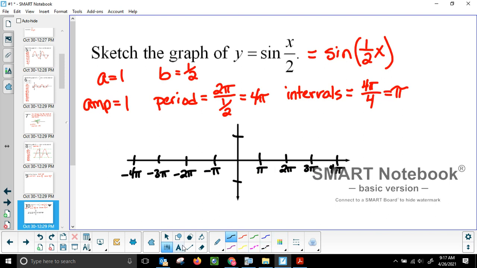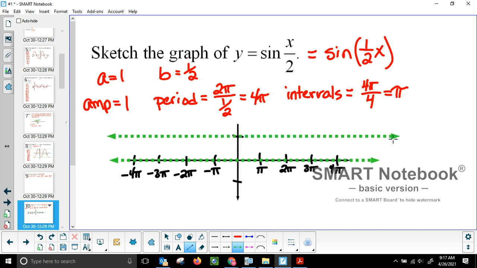Now I said earlier that guidelines can be very helpful, right? Well, we still haven't gotten to anything other than the x-axis being our baseline, the middle of our graph. Our amplitude is 1, which means I go up 1 to get to my maximum, and I go down 1 to get to my minimum.